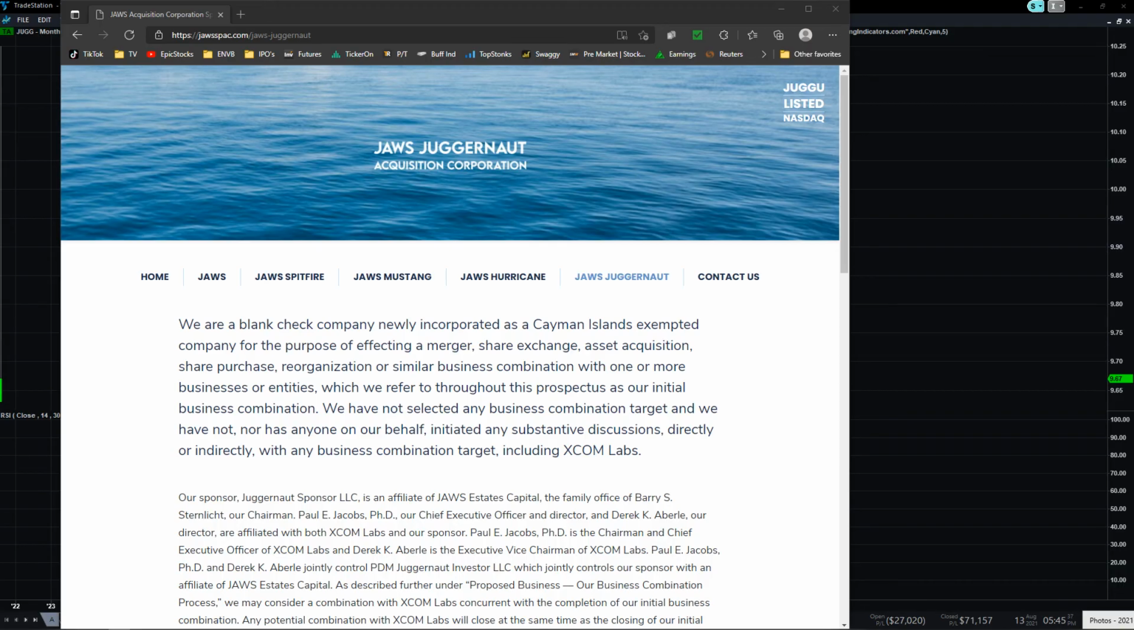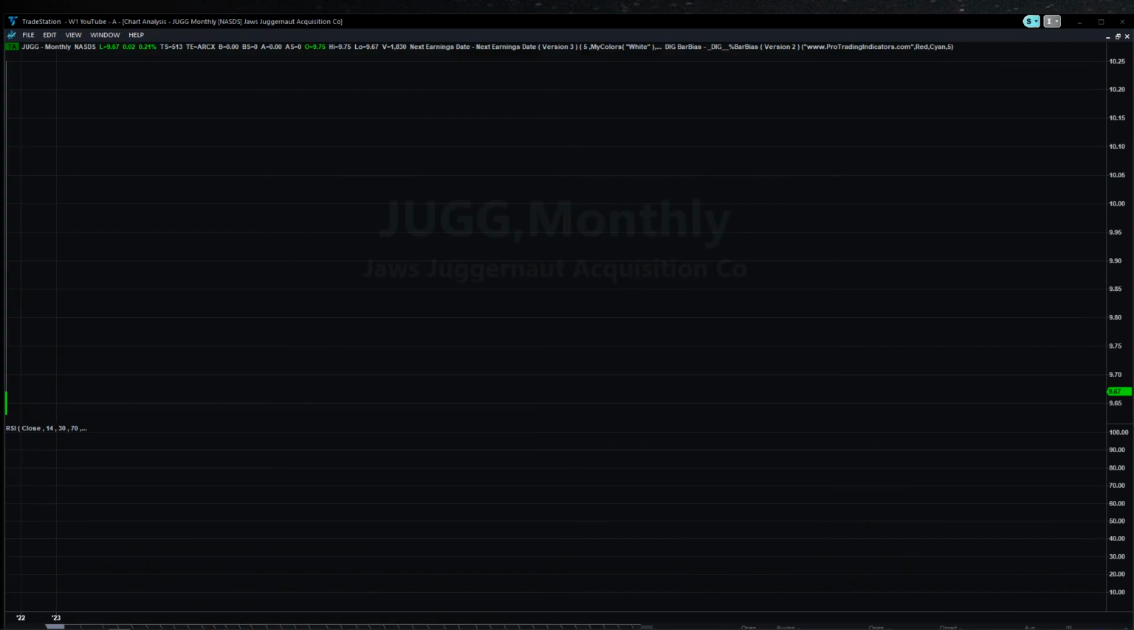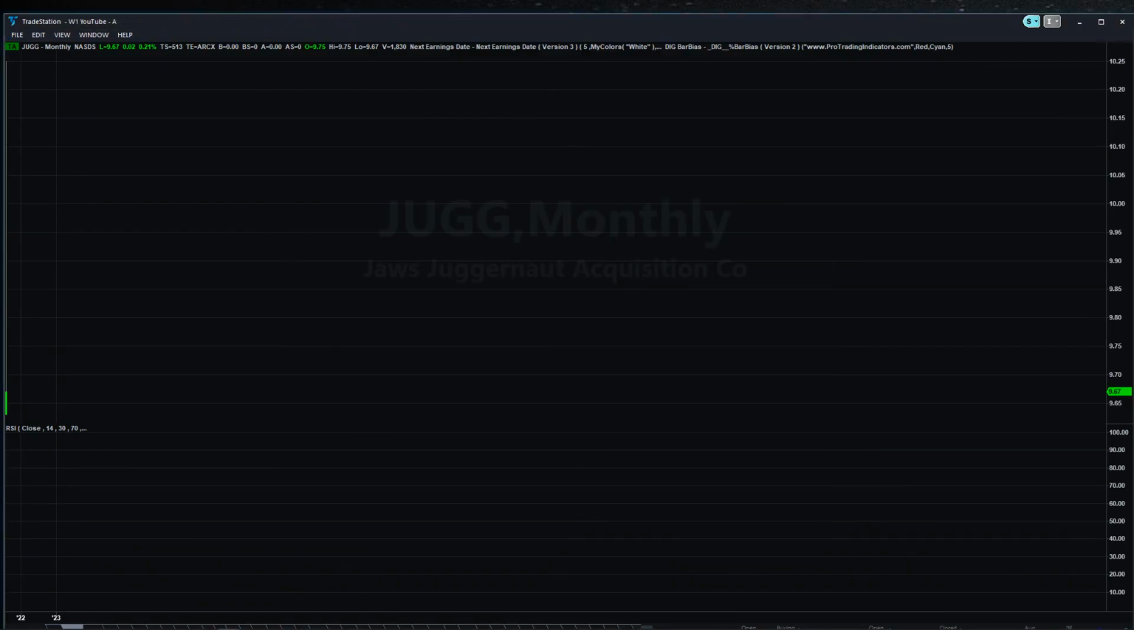So we see it's out of the Cayman Islands, a brand new blank check company for mergers and acquisitions, share exchange, etc. So that's what we know about this new company: they are forming a place for a future IPO to jump in. Here we've got the monthly chart. See, it was up quite a bit at one point, 10.25, it says. Pulled back.